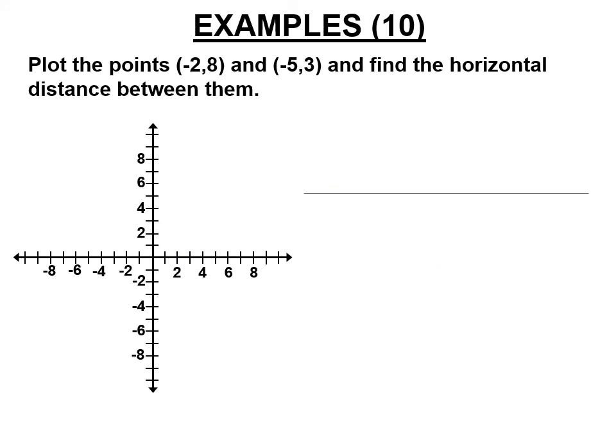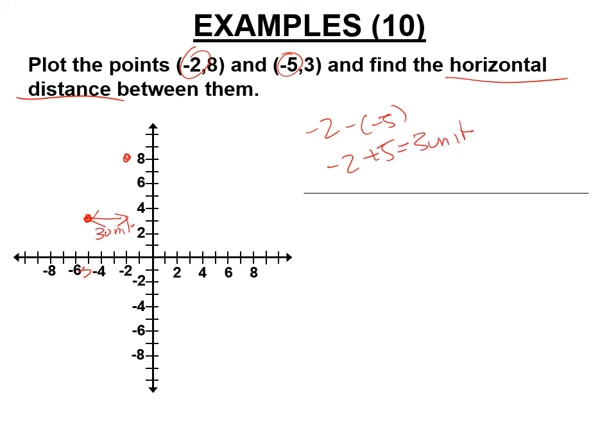Okay, so let's find the horizontal distance, it says, between these 2 points. All right, so we're going to plot them. -2, 8 is right up there. -5, 3 is right about there. And we're going to find the horizontal distance, that distance. And so to find the horizontal distance, you're going to subtract the x coordinate. So -2 minus -5, -2 plus 5 equals 3 units. So it's 3 units that way, right? That's not the actual distance. The actual distance is at a diagonal now, and that's a whole other unit we will do later on.